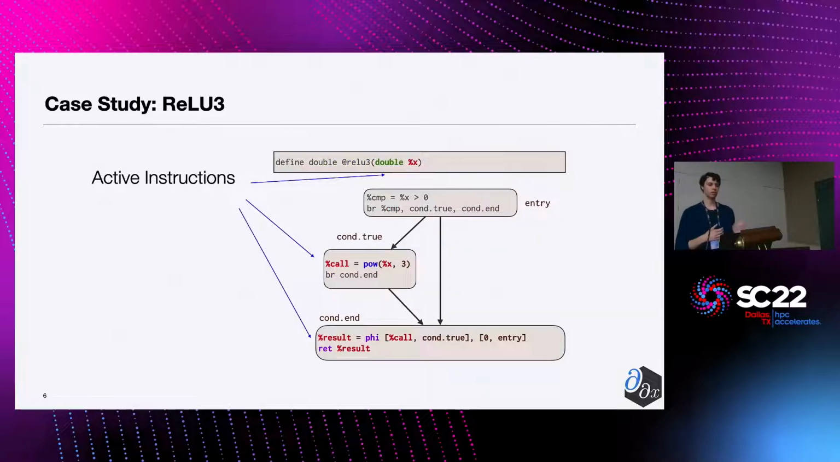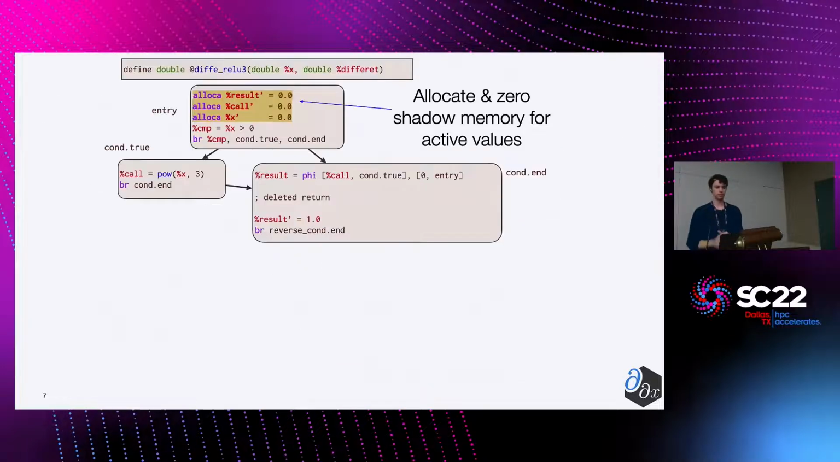The first part of this algorithm goes ahead and, for every one of these values and instructions in the original program, does an analysis called activity analysis, which computes which ones actually contribute to the derivative itself. In this case, the values that actually matter include the input argument x, the call to POW, as well as the actual value that's returned. Then for all of these individual values that actually contribute to the derivative, Enzyme will go ahead and allocate in zero what's referred to as shadow memory, or in other words, the location in memory where that derivative is going to be stored.